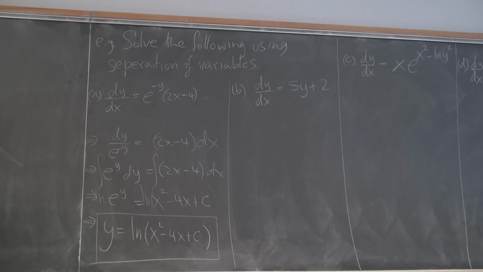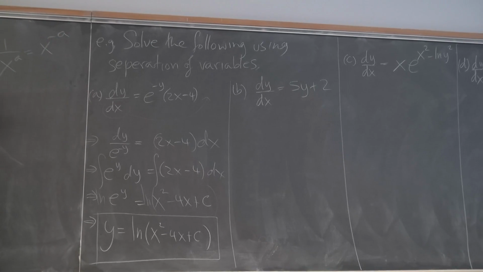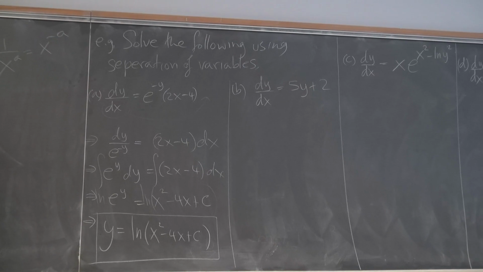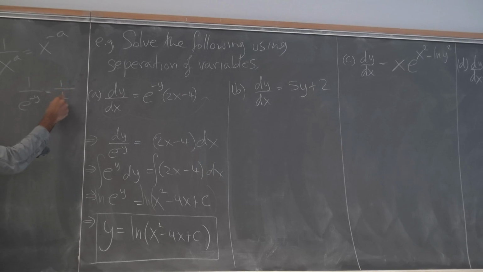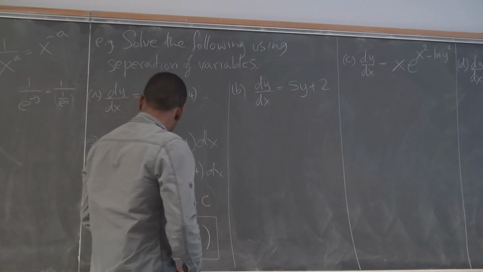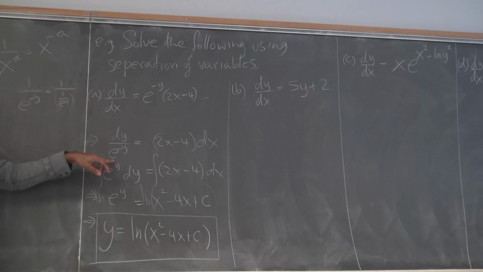Can you explain what you did with dy over e to the negative y? Well, there's a law of algebra that says this is true. I just flipped it. So if I have 1 over e to the minus y, that's just 1 over e to the y. Things in the denominator, you can move them up and change the sign of the power, and that'll work because of this rule.